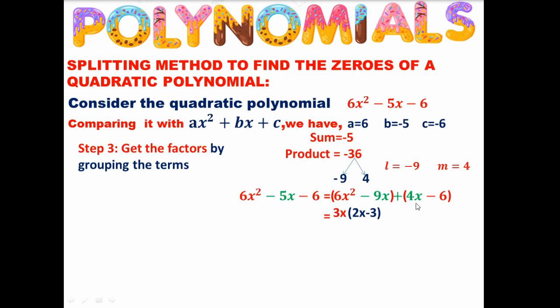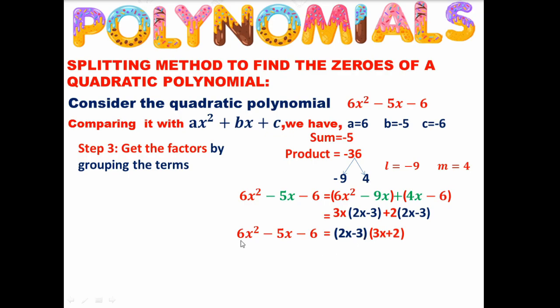Similarly, from the next two terms, I take plus 2 common outside, a plus sign and a 2 common outside. Therefore, the remaining will be 2x minus 3. Now we see that in both the cases, you have 2x minus 3 common. So let me take the 2x minus 3 common outside. Therefore, the remaining factor will be 3x plus 2. Okay, so this is how I find the factors by grouping the terms.